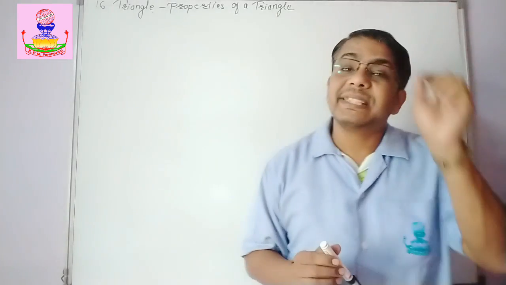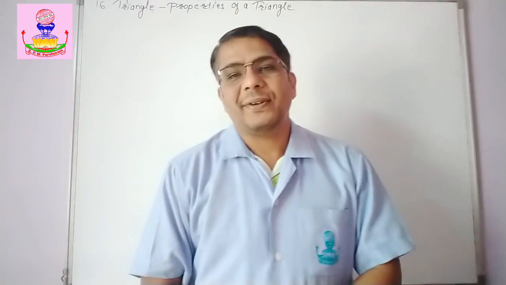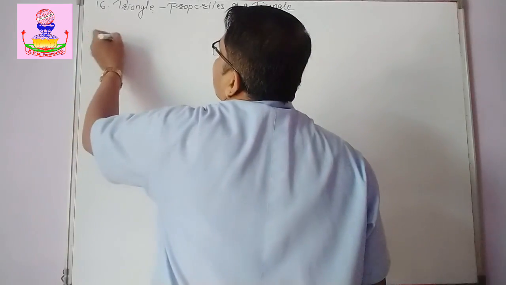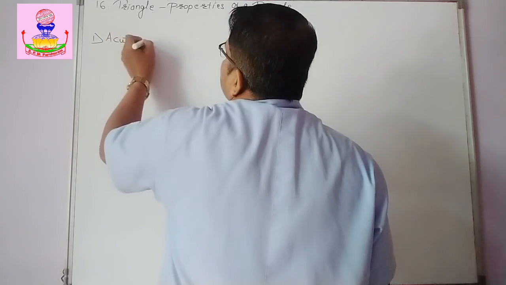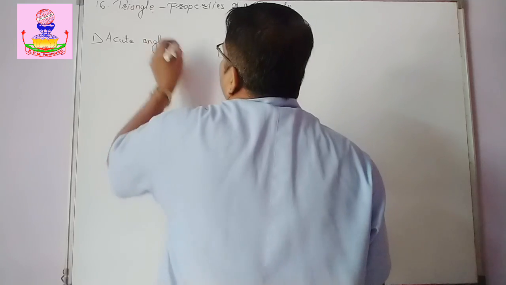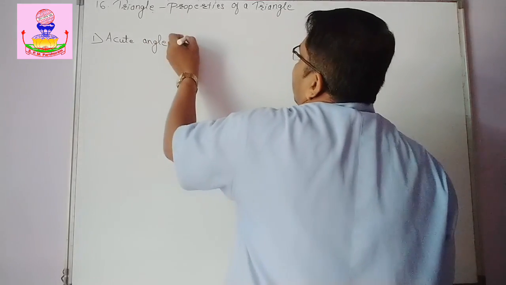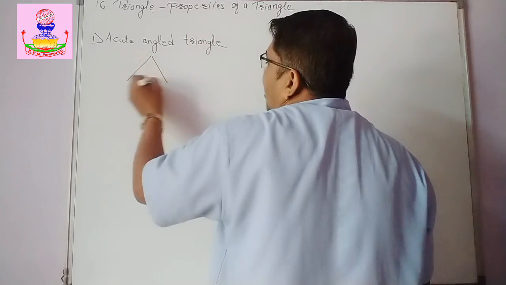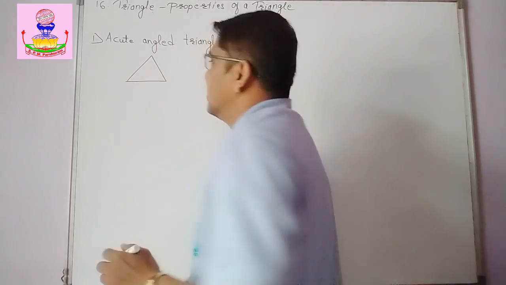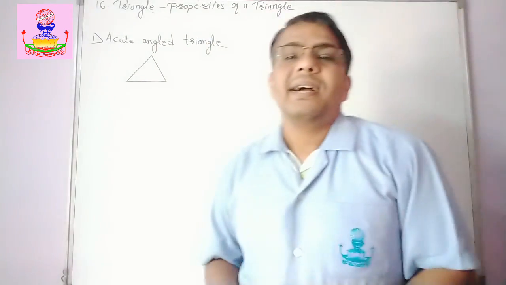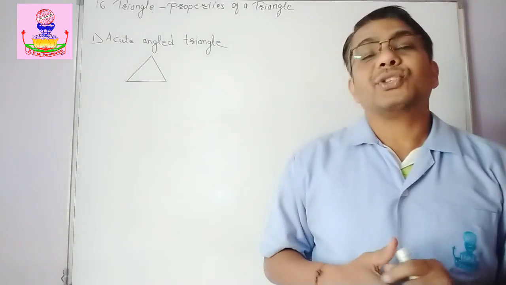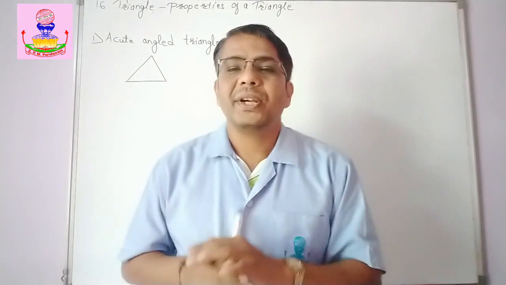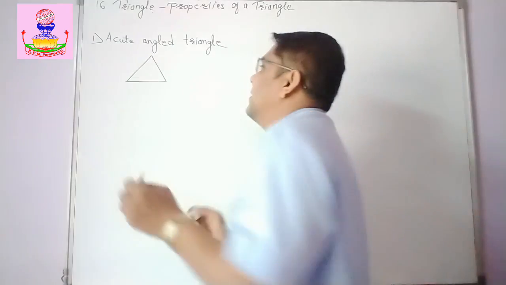Now, based on the types of angles present in the triangle, we can classify triangles into three types. First, acute angle triangle. This is based on the angles of a triangle. What is an acute angle triangle? A triangle whose all three angles measure less than 90 degrees is called an acute angle triangle.